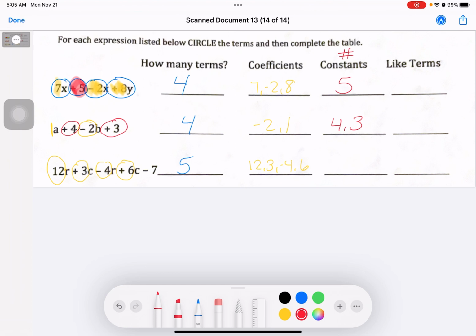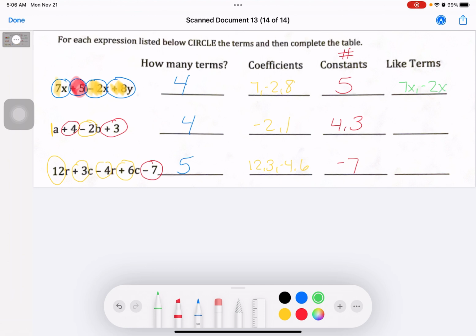Are there any constants in the last one? Yes, and it is a -7, because again, I take the sign that is in front of it, because subtracting is the same as adding a negative. And lastly, like terms are terms that contain exactly the same variable. So in the first one, your like terms would be 7x and -2x, because they both have an x.